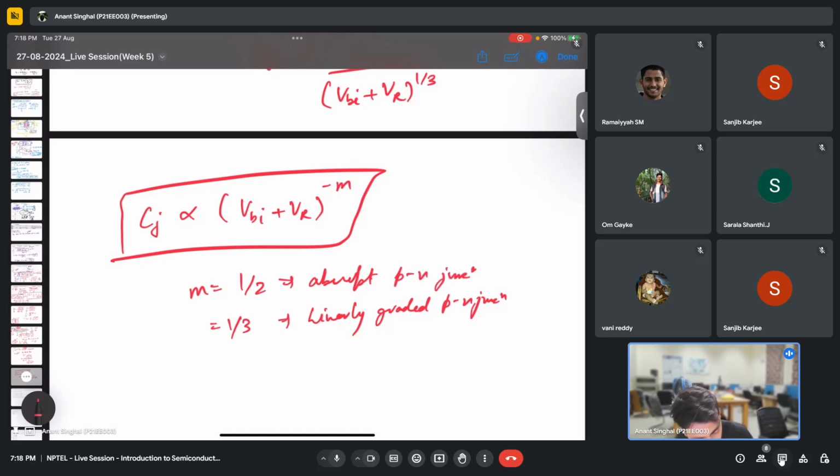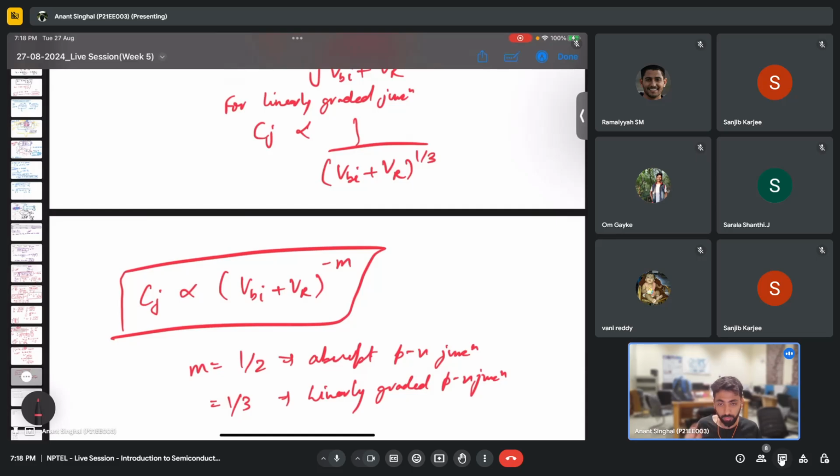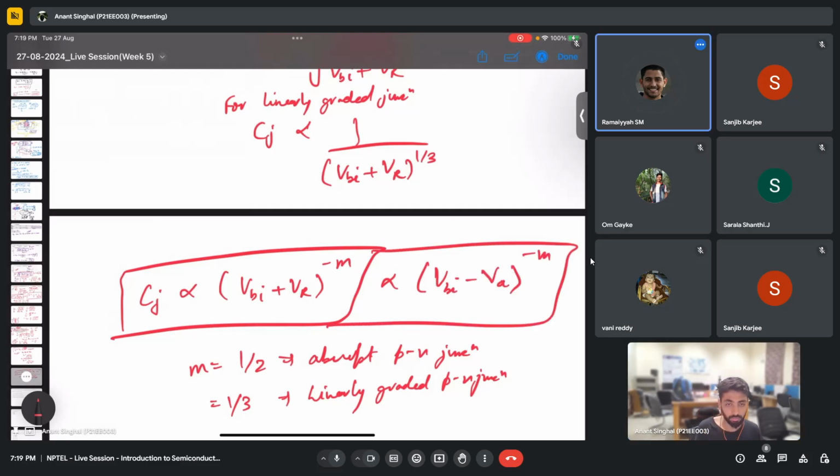There is a whole derivation associated with it. You can look it up if you want to go deeper into this. Is it clear to everyone? Shall we move ahead? Any doubts in this? So in this formula, if it's forward bias, VR would be replaced by minus VA, right? Yeah, so it will be something like Vbi minus VA. Okay, so let's go ahead then.